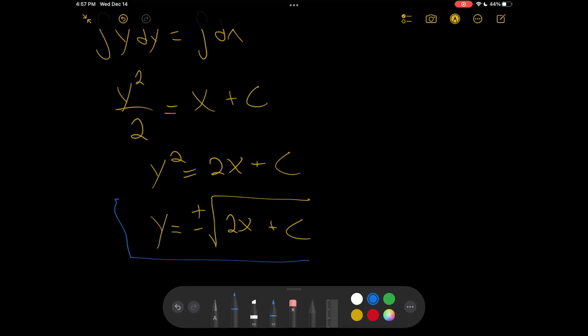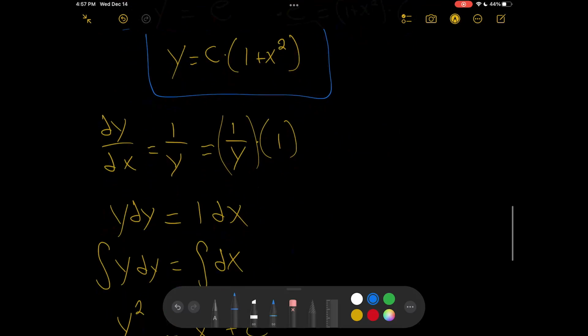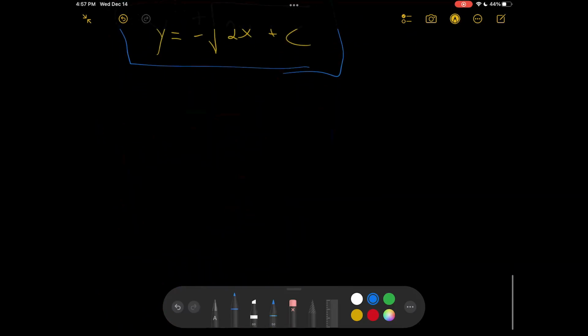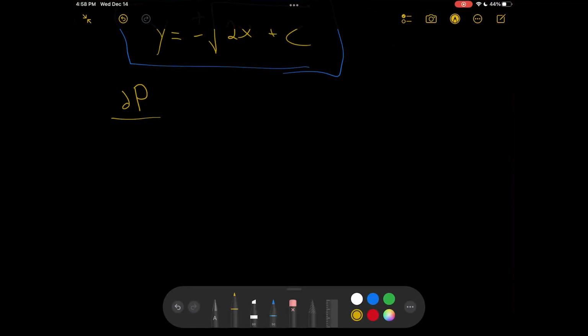So here we have 3 mathematical examples of separation of variables. And now I'm going to move into a real-life example of separation of variables. So let's say we have a population, and we know that the rate of change of this population is, let's see, population is p, and it's going to change with respect to time, and this is just a constant times the population itself.